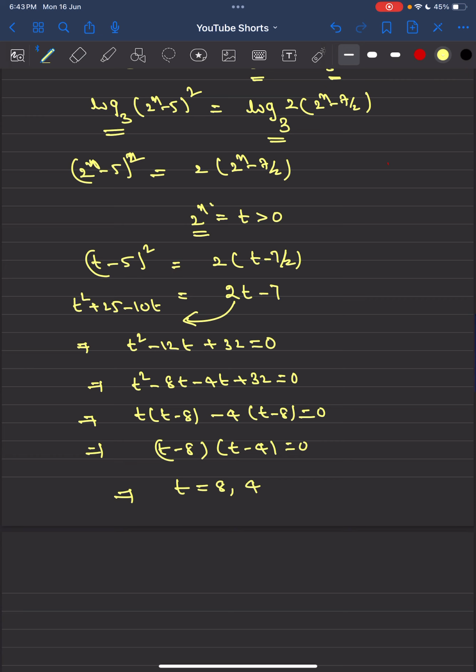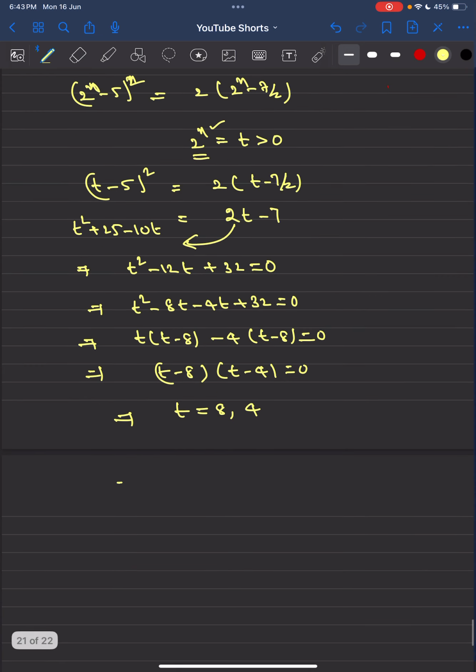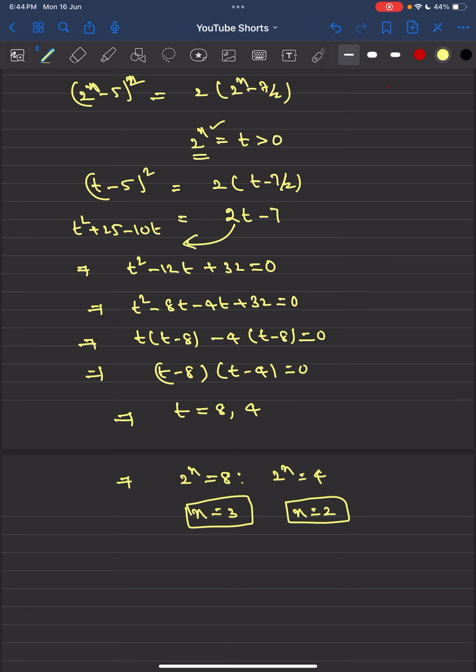But what is our t? t is equal to 2^x. That implies 2^x is equal to 8 and 2^x is equal to 4. Therefore x is equal to 3 is one value of x. Here x is equal to 2, another value of x is 2.